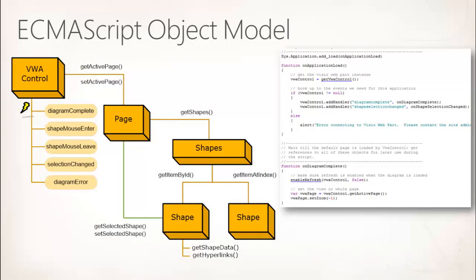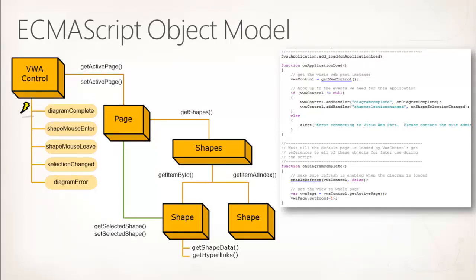Here's a look at the object model for the Visio Services API. It's very simple. We have our web part, our control. From the control, we can get the page that's being displayed to the user. And then from that page, we can get access to all the shapes that are on the page and the data behind those shapes and the hyperlinks behind those shapes and those sorts of things.